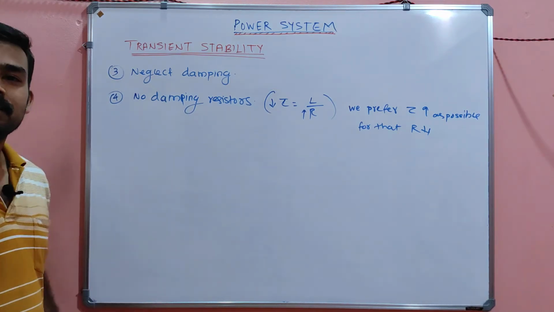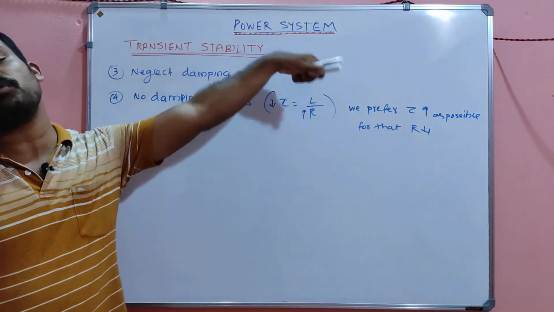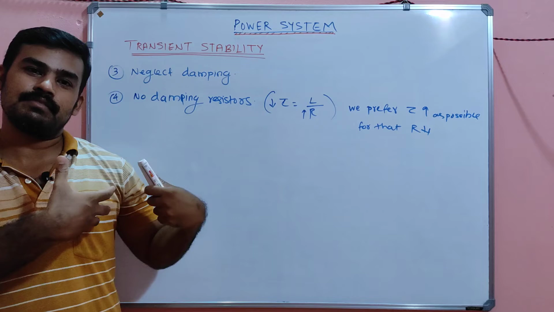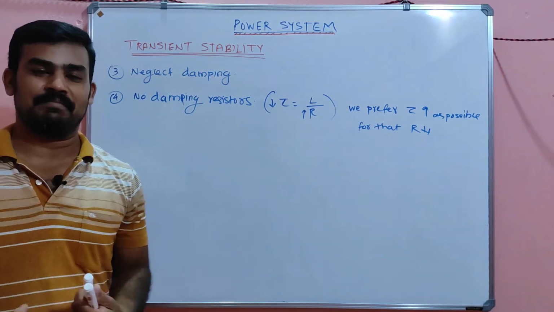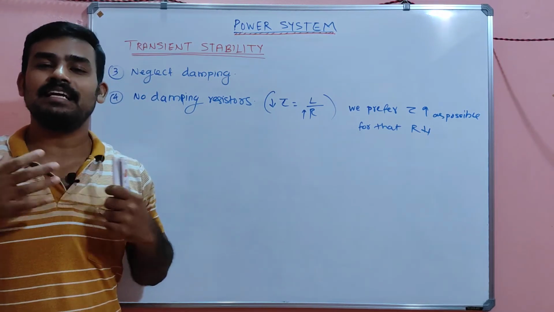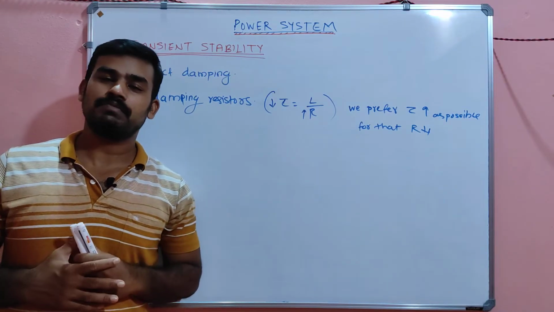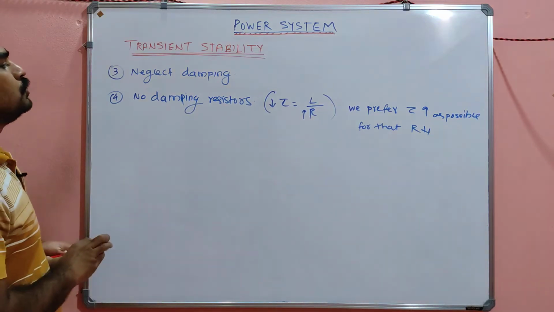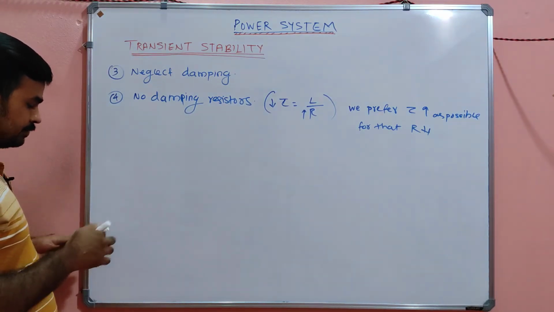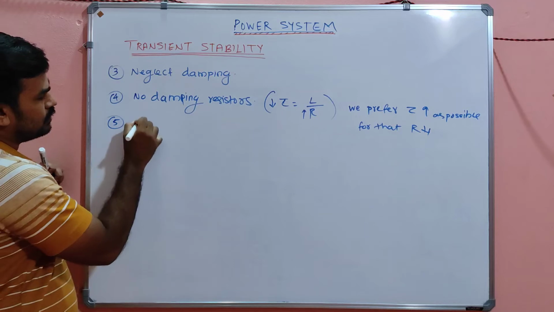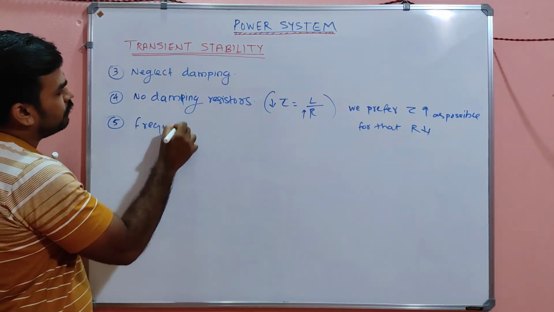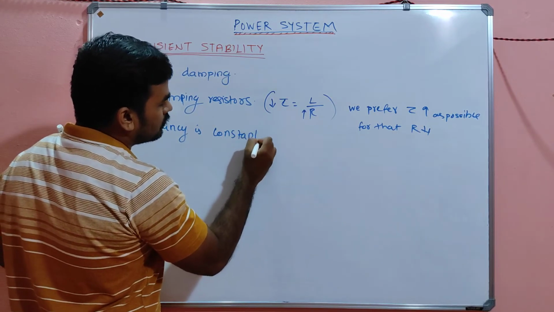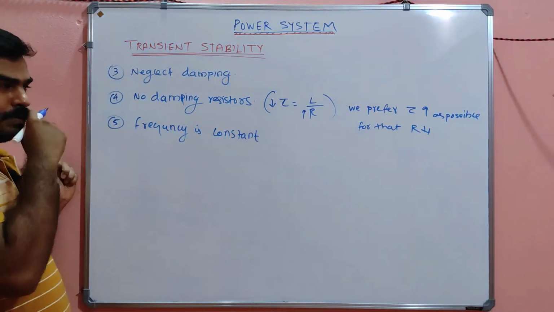Even if we produce some disturbance in the system, that disturbance will be with us for the full analysis time. So that is very helpful for analyzing the system in the case of transient stability analysis. I think you got the point, right? So now, no damping resistors. Next assumption is that frequency is constant. That needs no explanation, simple.